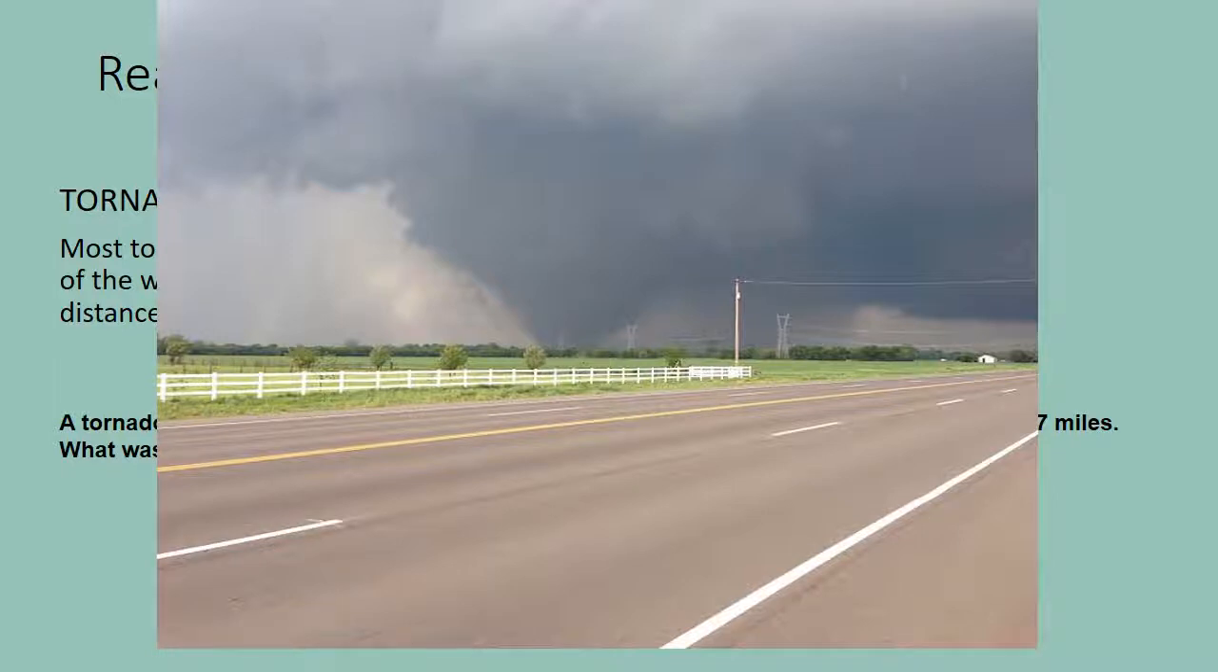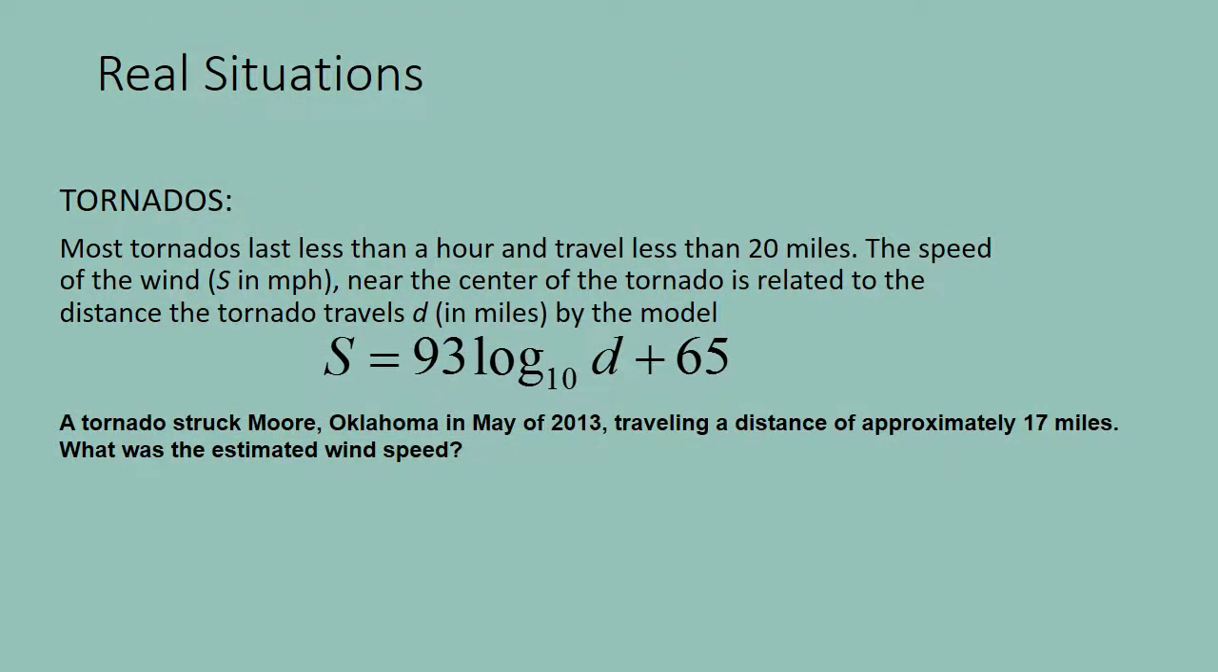Let's take a look at a real-life application of when I would actually have an equation that involved a log. Tornadoes can use this formula to find the speed near the center of the tornado in relation to the distance the tornado traveled. So, for example, in Moore, Oklahoma in 2013, we had a tornado that traveled approximately 17 miles. It was a very devastating storm due to the speed. So let's take a look at the estimated speed.